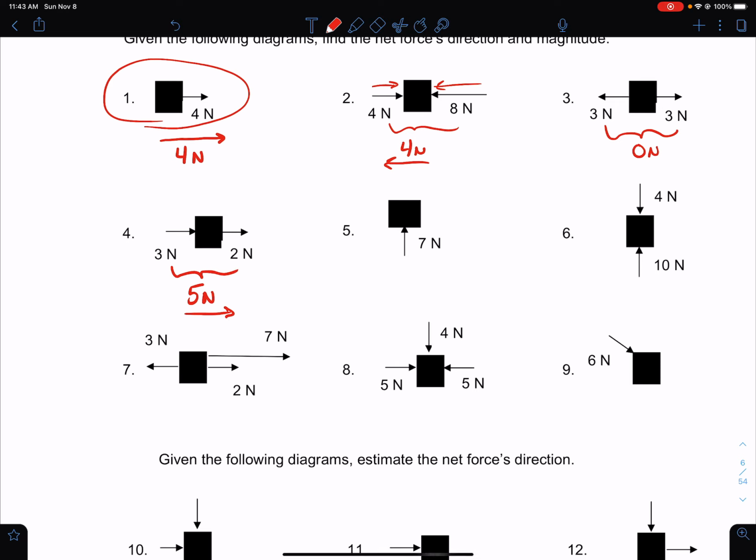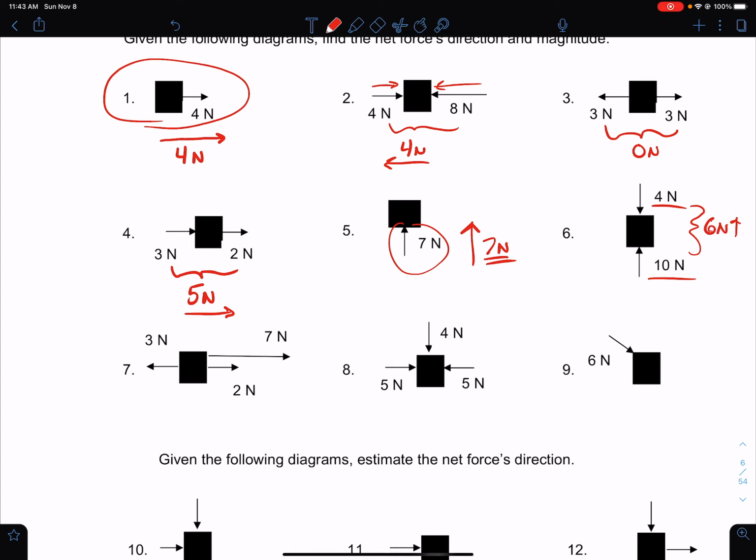We have number 5, there's only one force and it's acting upwards. So you'd have 7 newtons upwards. The next one, number 6, you have 10 newtons up, 4 newtons down. So your net force here would be 6 newtons upwards.